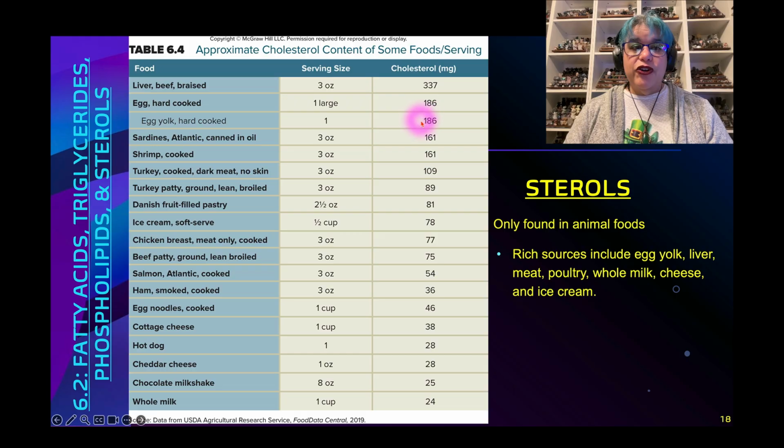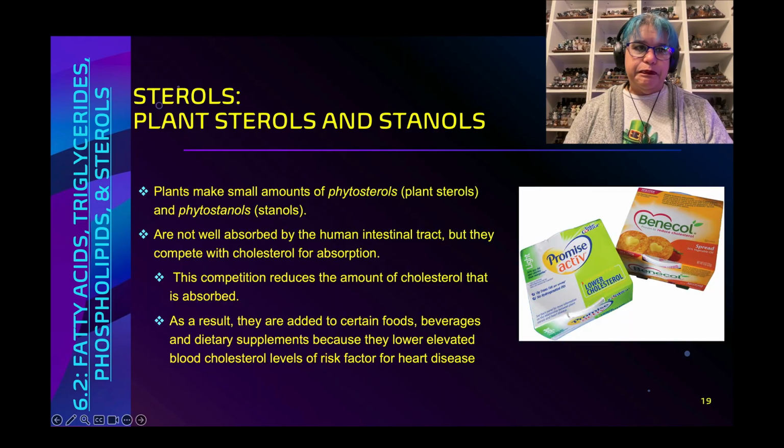Egg yolks have 186, and if you look, the yolk is what contains this, not the egg white. The egg white, barely anything. Sardines, 161, shrimp, 161, and you can see what has how much cholesterol. But again, it's only in animal foods.